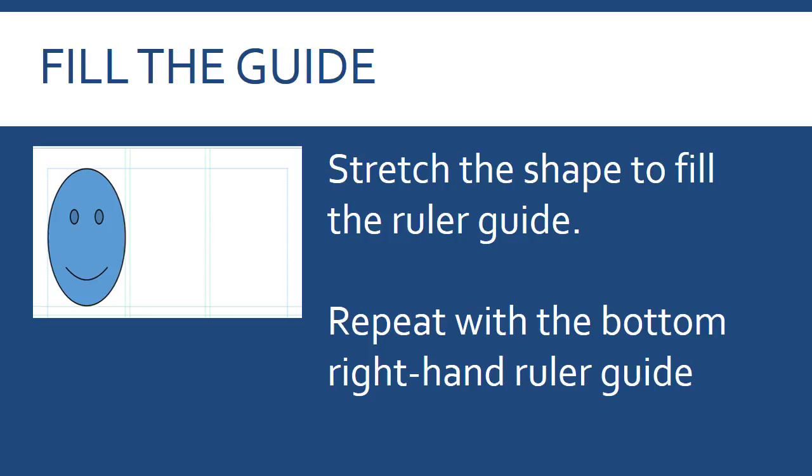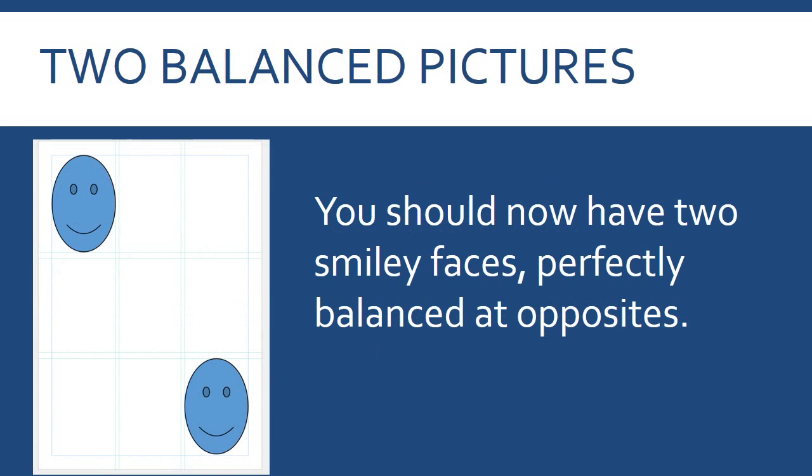After you have that smiley face correctly in the box, I'd like you to repeat with the bottom right-hand ruler guide. So you'll have a smiley at the top left and the bottom right. This is to show you how your publication will look. You'll have two smiley faces perfectly balanced at opposites because you've used the guides to keep them even.